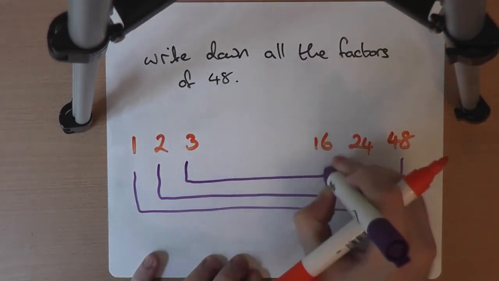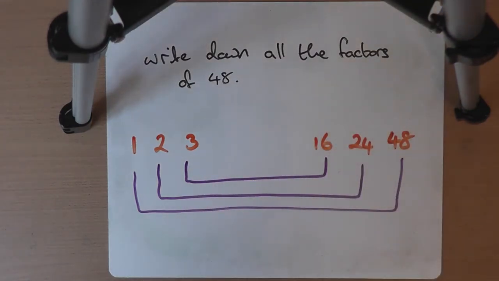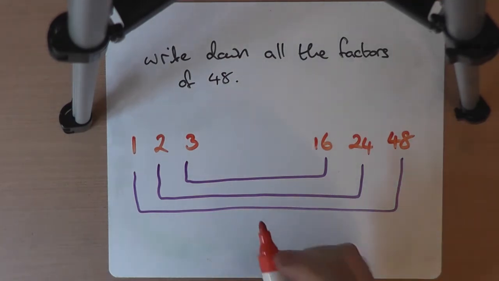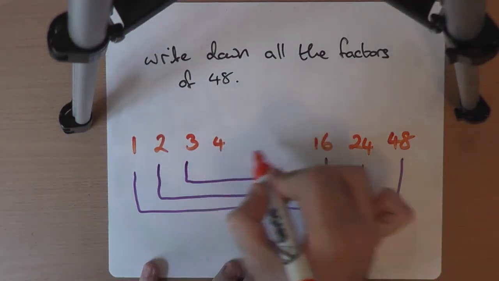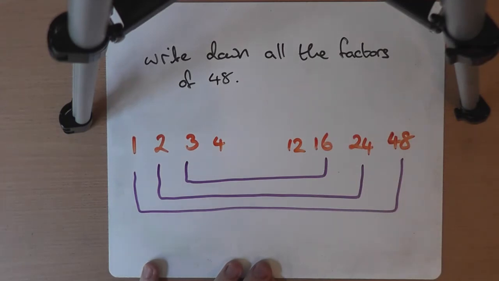And we can join those with the line. So now any factors must be contained within 3 and 16 in that gap in the middle. And we're narrowing the gap every time we add another pair of factors. We could try 4. Well, 4 is going to work. 40, 44, 48. So 4 and 12 are a pair.